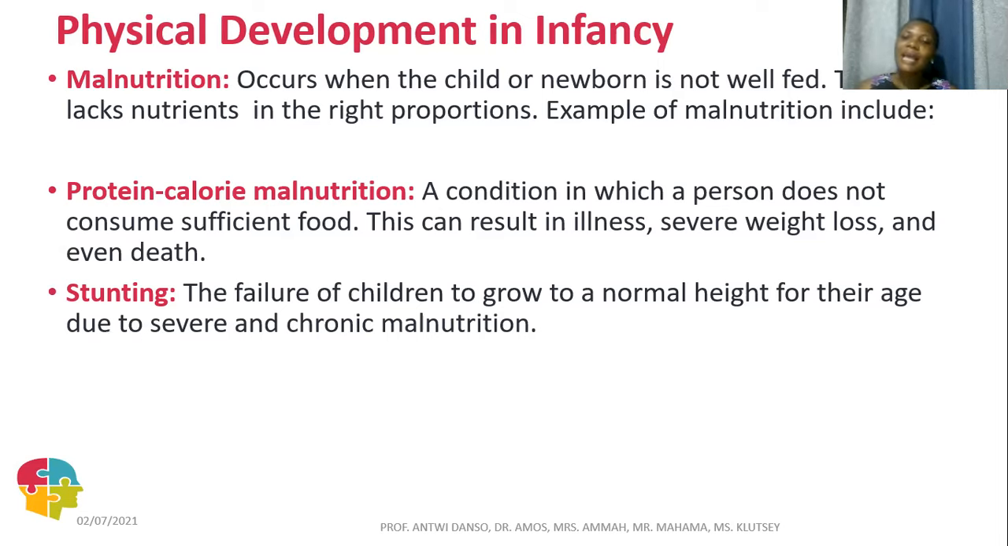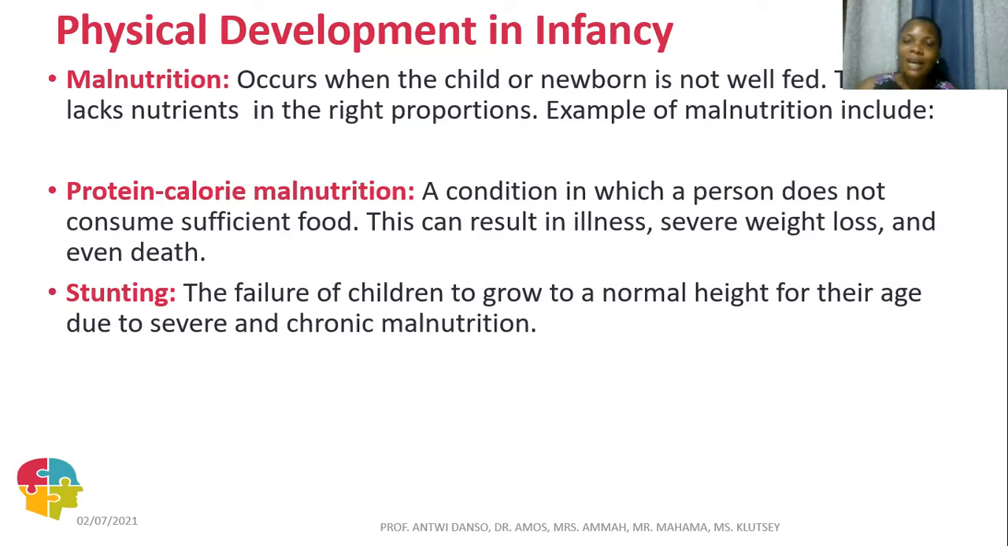There are different types or examples of malnutrition. The first one is what we call protein calorie malnutrition, where the child does not consume enough food. So it results in severe weight loss and other diseases, and sometimes it can result in death. We have what we call stunting. So the child does not grow to the required height for their age because they are not eating well. And this malnutrition is chronic, because consistently the child has not been eating well since they were born.